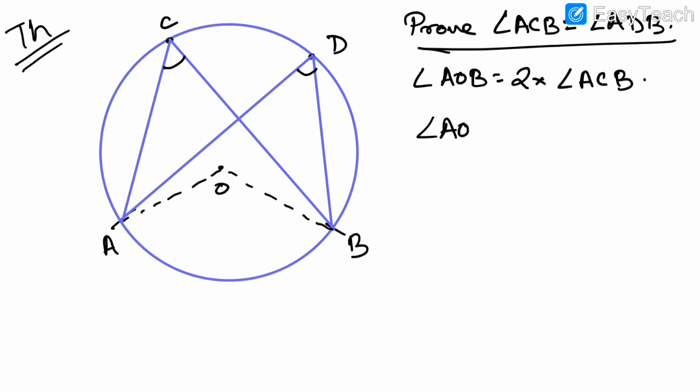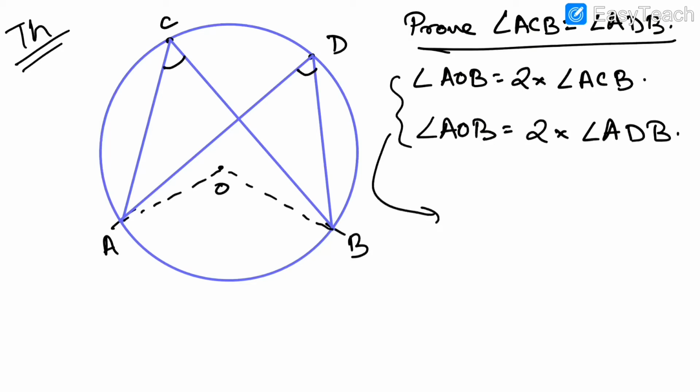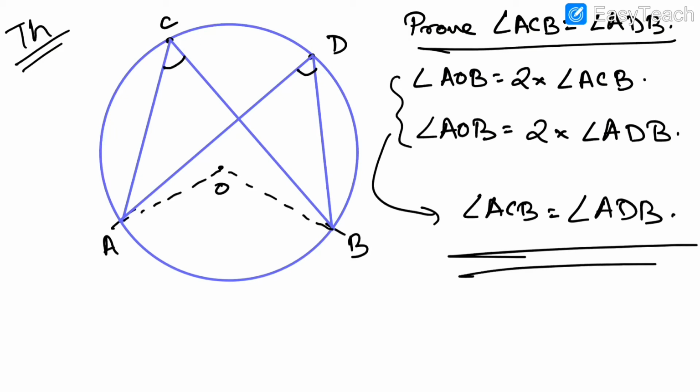Similarly, angle AOB, that is the angle subtended by the arc AB at the center of the circle, is twice the angle subtended by the arc AB at any other point on the circumference. From these two, what do we get? We get angle ACB equals angle ADB. Very simple, proved. So any arc always subtends the same angle at any point on the circumference of the circle. So this is one very important theorem which will come into use during our further chapters of cyclic quadrilaterals.